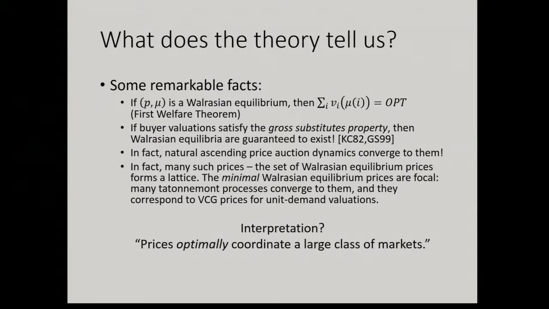What do you mean by minimal here? So the prices form a lattice. So you can talk about the minimal price vector, which is coordinate-wise minimal among all Walrasian equilibrium price vectors. But it's not important. Okay.